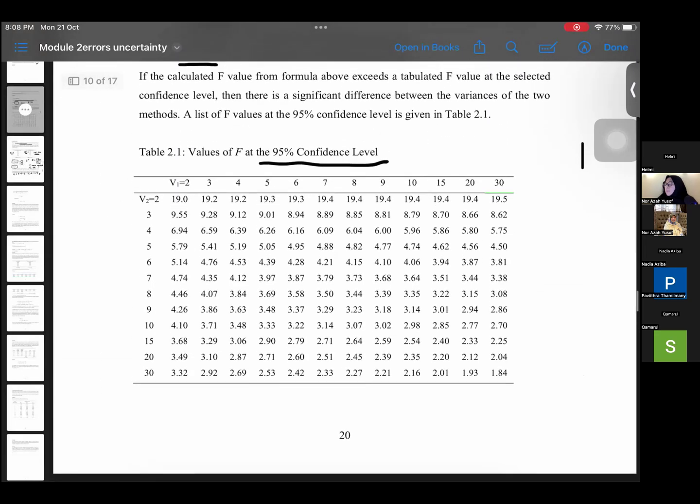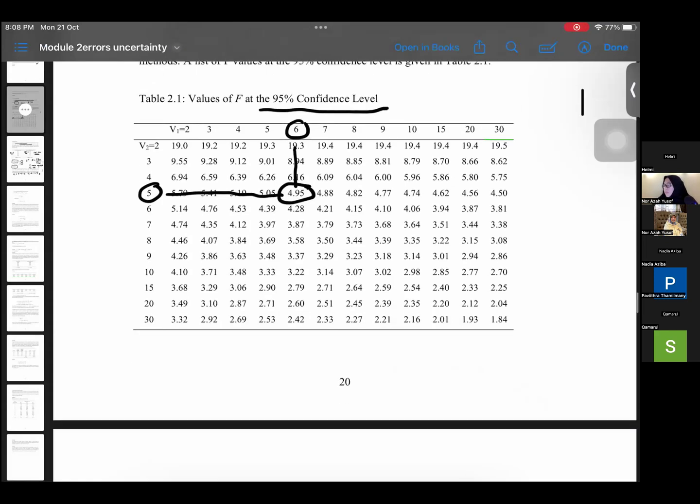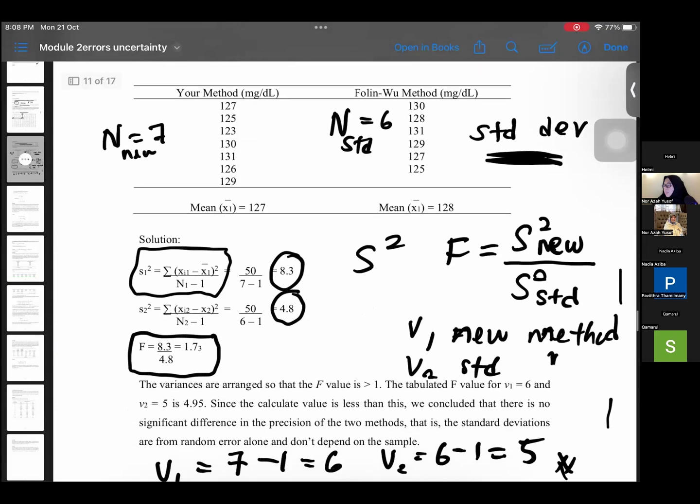Yeah, okay. So now we know the first degree of freedom just now is 6, and the second degree of freedom just now is 5. So based on this, which is already a 95% confidence level table, the F from table is 4.95. So let's look at how we conclude in the end, all right?